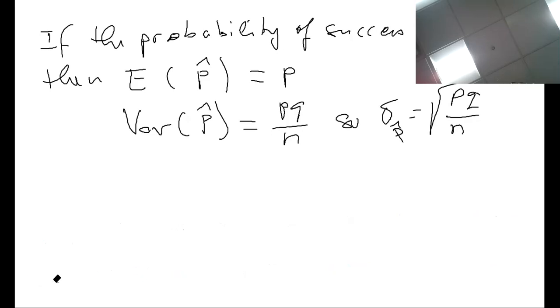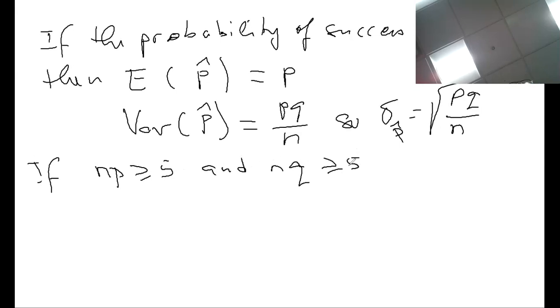So P hat is a distribution with mean P, the probability of success, and standard deviation square root of PQ over N. We are now going to say that if NP is greater than or equal to 5 and NQ is greater than or equal to 5, remember in 6.5, that's what we said, then P hat is approximately normal.